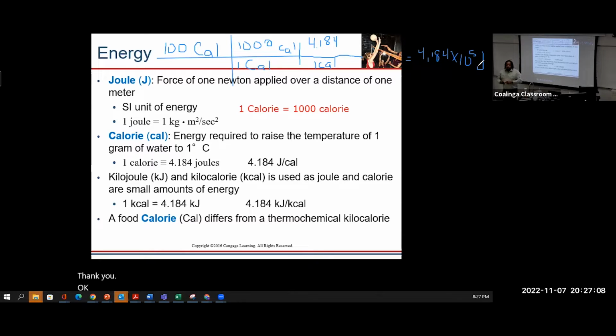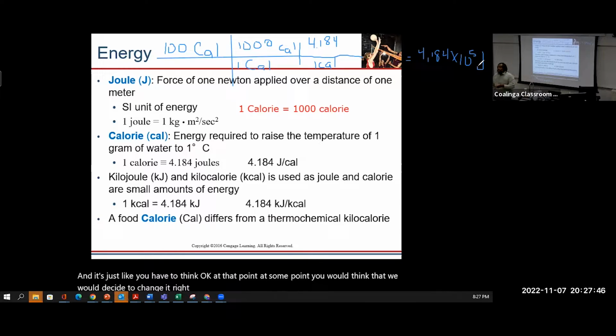Okay, so what is the daily allowance of an average adult male? 2,000 capital C calories. Okay, so then what was that? I know, it is the stupidest thing, and it drives me crazy. You would think that at some point we would decide to change it. But that's part of the reason why we prefer science, because that makes more sense.